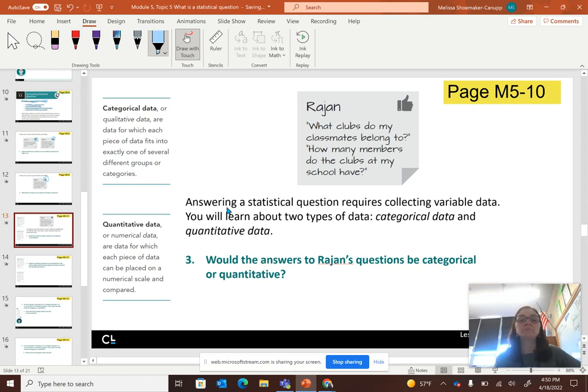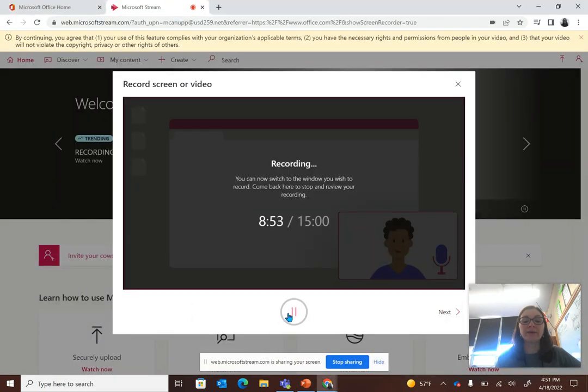Answering a statistical question requires collecting variable data. You will learn about 2 types of data. We're going to cover these words and then I'm going to be done for today. I want you to practice recognizing statistical questions. Categorical is qualitative. That's kind of like looking at a quality, is how I remember. A quality is either soft, maybe scratchy, however you want to think about that. So be thinking about that.